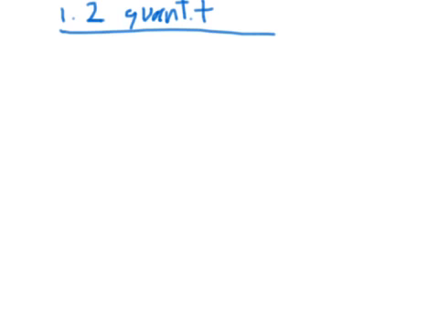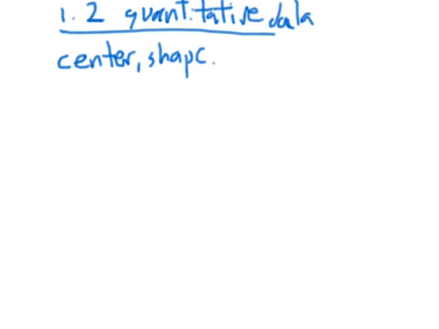Okay, the bigger topic for now, we're getting into section 1.2. And 1.2 really focuses much more on quantitative data. So you remember in one of my previous lectures, quantitative data, as opposed to its opposite friend, categorical data. You may remember last time I talked a little bit about the idea of center, shape, and spread as ways of describing a distribution.